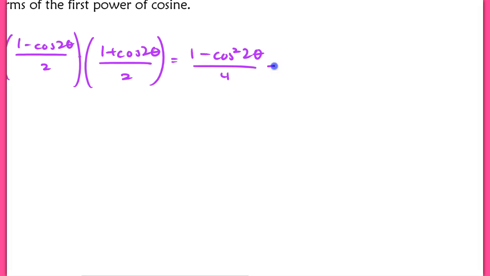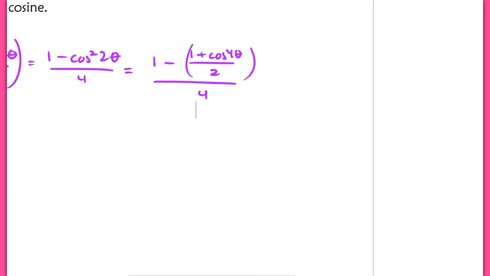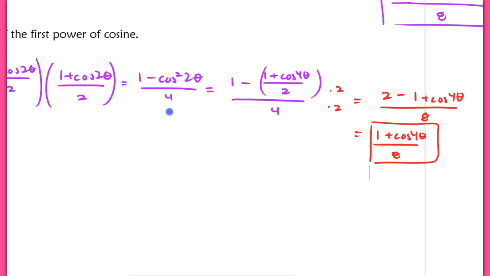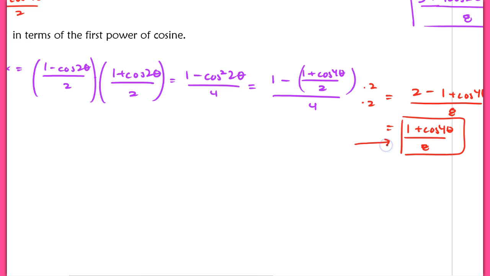So again, we're going to take that and rewrite that equivalently as 1 minus, since we know that cosine squared 2 theta is equal to 1 plus cosine of 4 theta over 2. Now I can get rid of that power here. And again, if I want to manipulate this and write this as a much easier expression, I can multiply by 2 in both the numerator and the denominator. So I clean that up a little bit, and I have 2 minus 1 plus cosine 4 theta all over 8, which gives me 1 minus cosine 4 theta over 8. So there I go. I've got it now in terms of just the first power of cosine.